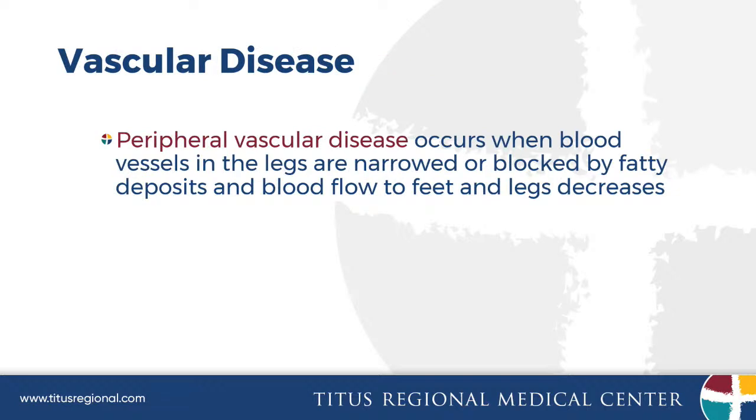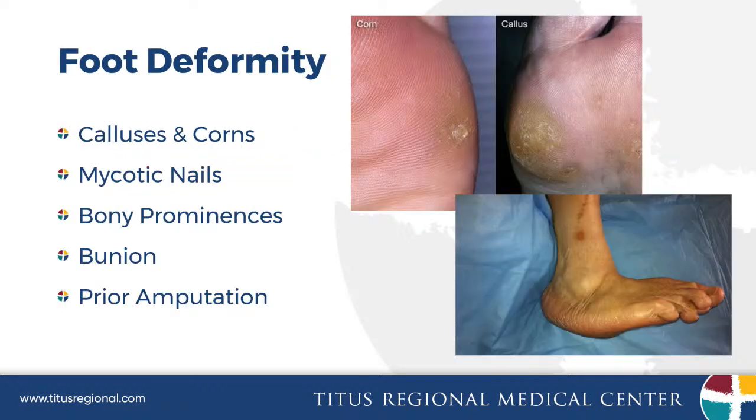Peripheral vascular disease occurs when blood vessels in the legs are narrowed or blocked by fatty deposits and blood flow to the feet and legs decreases. And foot deformities could include calluses or corns, mycotic nails, bony prominences. You can see in the bottom picture here on this slide, that's a Charcot joint, and basically the bones in the foot have collapsed. The person no longer has an arch, a bunion, or even a prior amputation. The use of very specialized therapeutic footwear is recommended for people with diabetes, especially if they have one or several of these foot deformities.